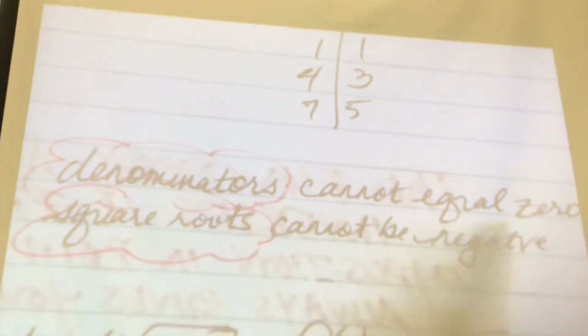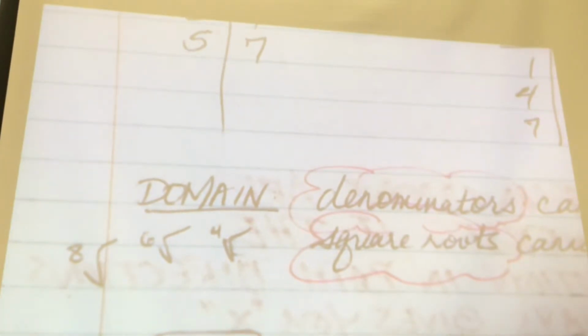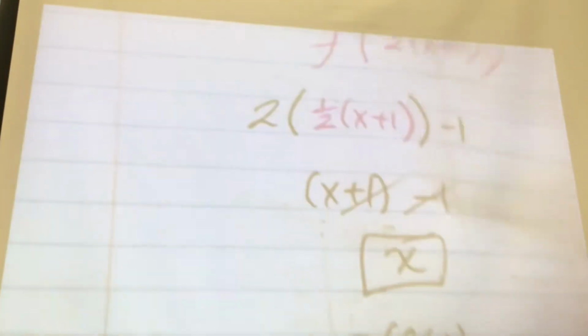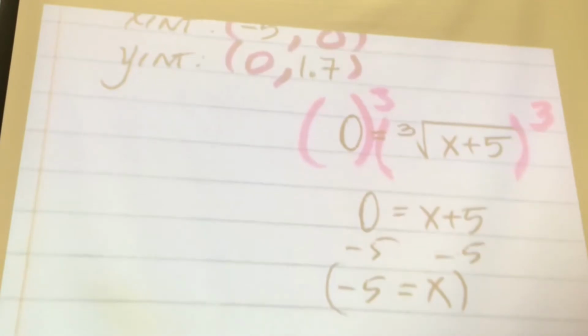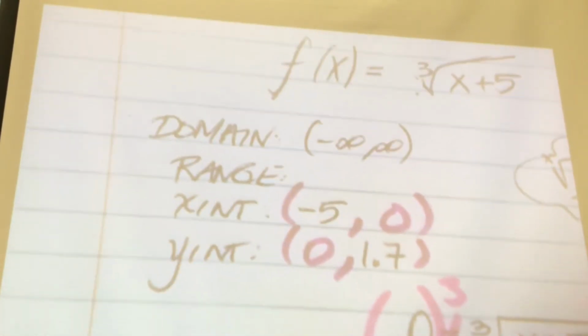If you look back, we said that the two rules for a domain are as follows. The denominators can't equal 0, and square roots cannot be negative. The square roots also include the 4th root, the 6th root, and the 8th root. Here, I am dealing with a cube root, so it does not come into play for this cube root.